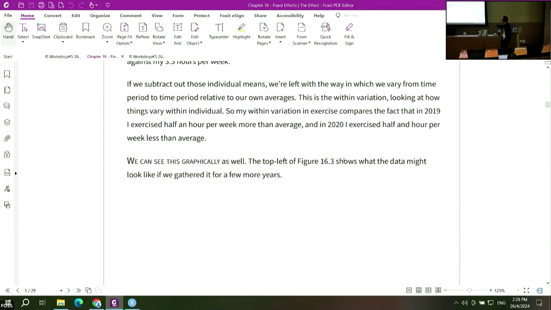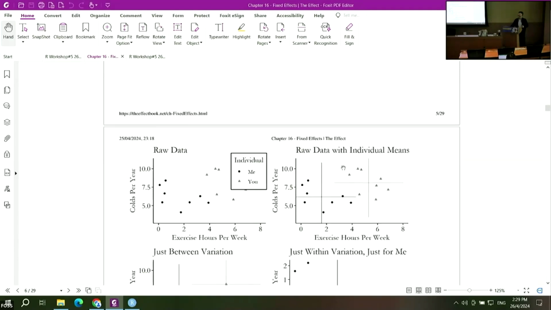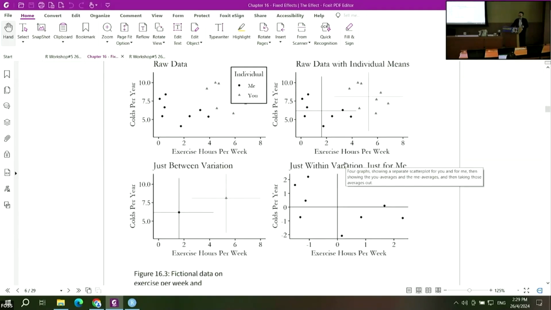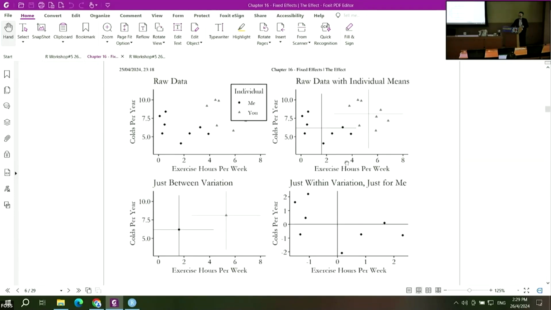So we can put this in a graphic as well. Here is what we will see if we actually put it in a graph. I'm going to scroll down a little bit so you can see the charts more clearly. Okay, so this is better.